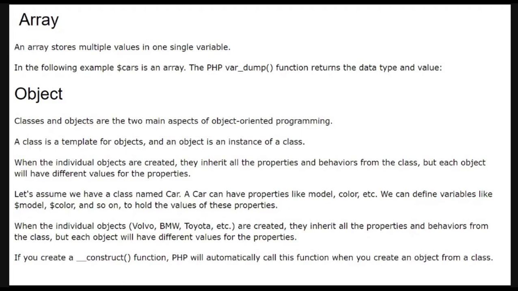Suppose $book is equal to new car. Then I echo. Echo means I am taking the values. $book model, so it will take the model value from the class, and it is going to give the output as BMW. Means I am just going to create a small object. First we have to declare the class of an object.